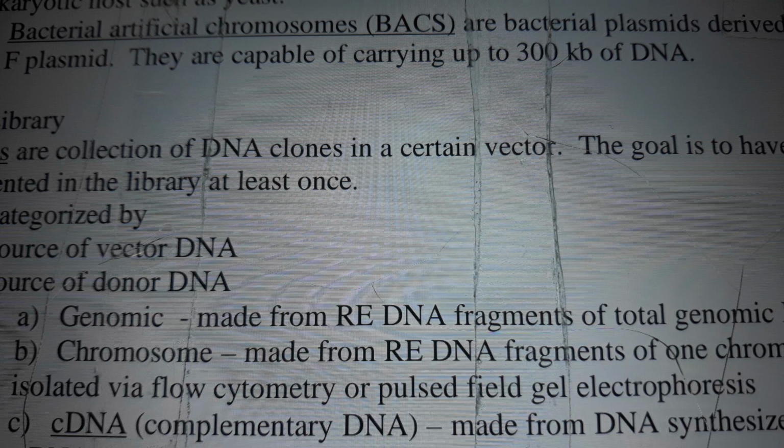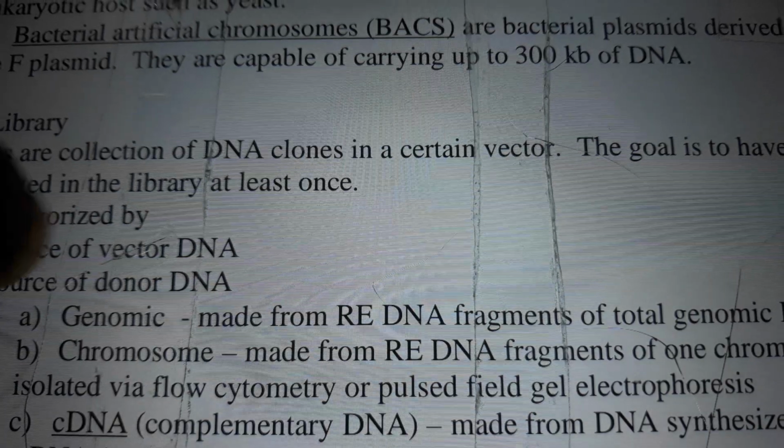7. Bacterial artificial chromosomes, BACs, are bacterial plasmids derived from the F plasmid. They are capable of carrying up to 300 kb of DNA.